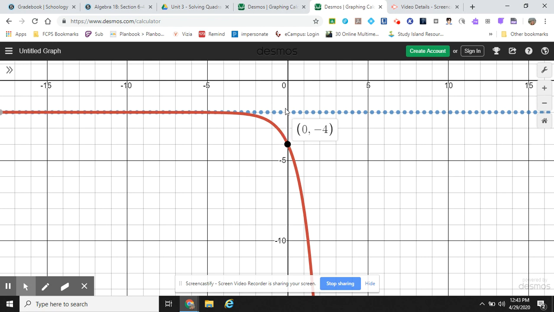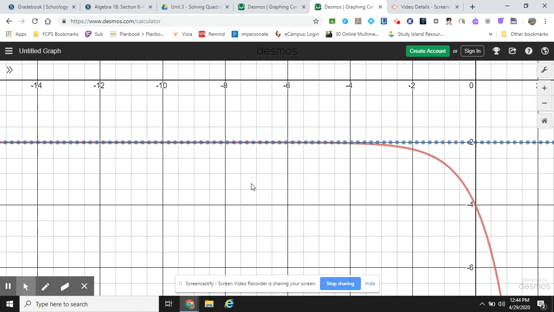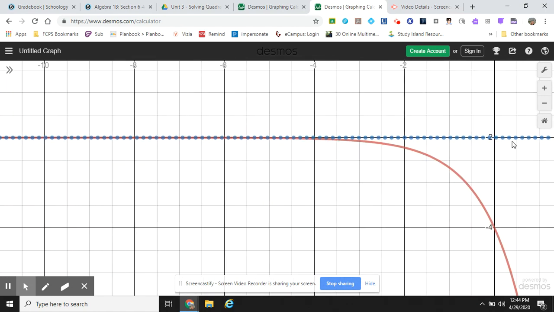Now you're ready to go in and test some out. Feel free to use Desmos. That way you can zoom in and zoom out of the graph as you need to. You can kind of see, does it ever get close to that? What is that number? They're all going to be whole numbers.